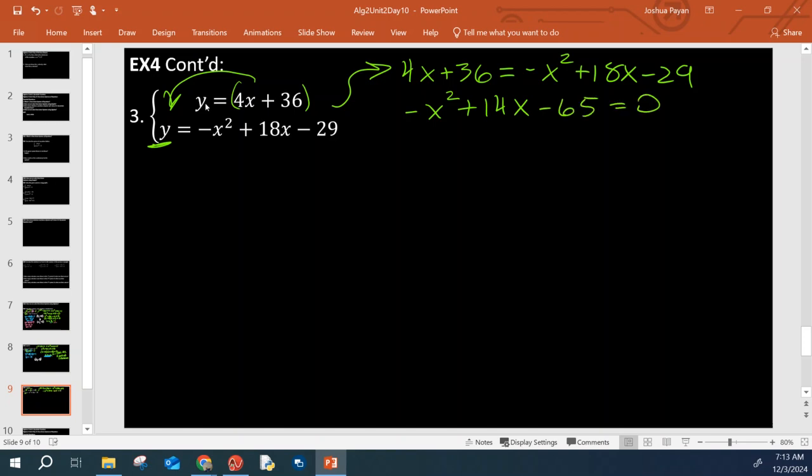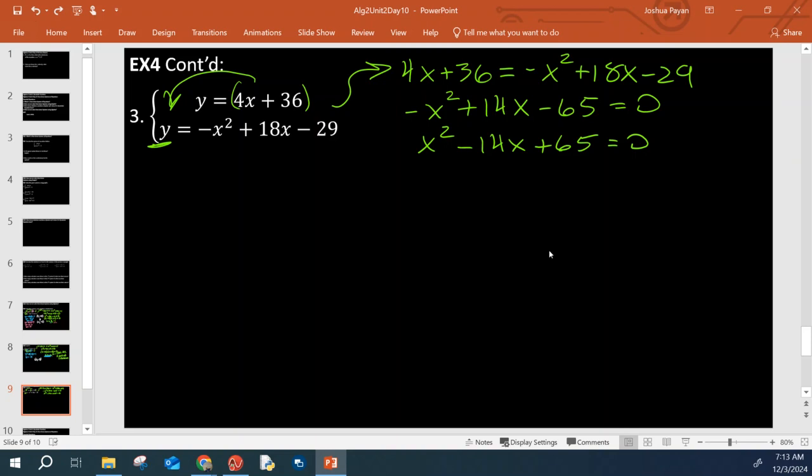I don't like this negative leading coefficient because it just complicates things. So I'm going to multiply everything by negative 1. Now we've got x squared minus 14x plus 65 equals 0. And from here, yes, a is equal to 1, but c does not have factors that will combine to give me b. So this is not factorable. So I'm either going to have to complete the square or do the quadratic formula. That choice is always up to you. I'm going to complete the square.